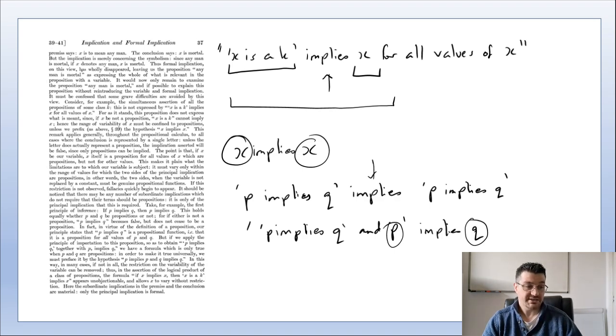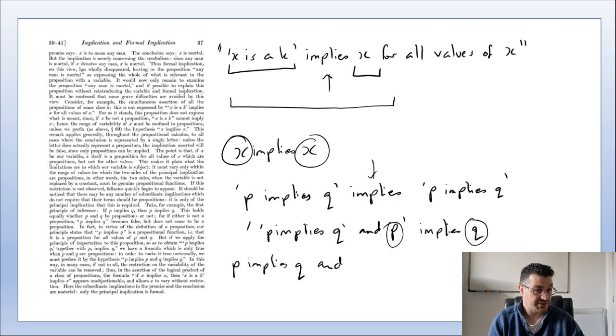So in this second case, for P implies Q implies P implies Q to be equivalent to P implies Q and P implies Q, we actually need an extra couple of conditions in there, which is that P and Q are propositions, in which case we need to insert P and Q implies Q.